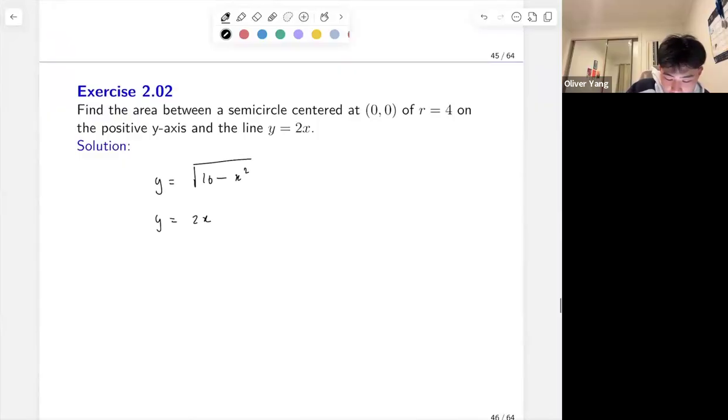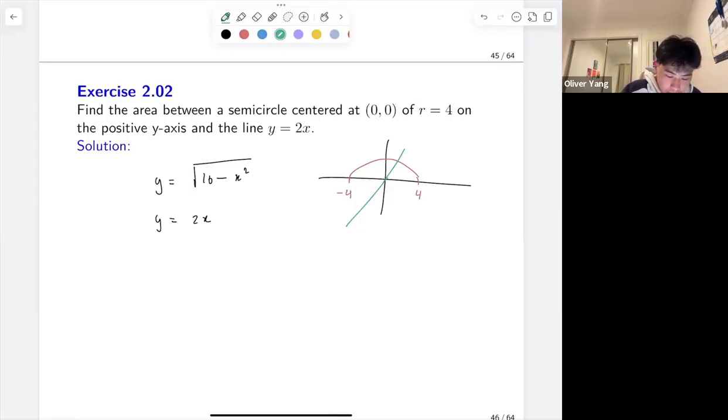And then you've also got the line y equals 2x. If I were to sketch this, it kind of looks like this. You've got radius 4, so 4 and negative 4, and then y equals 2x, something like this. We want to find the area between that, all of this, basically. Is there anything else?